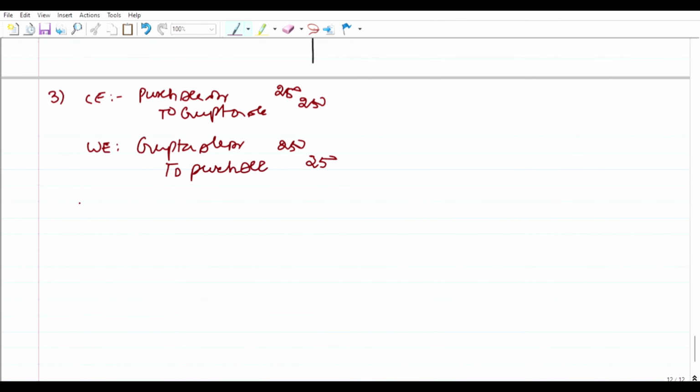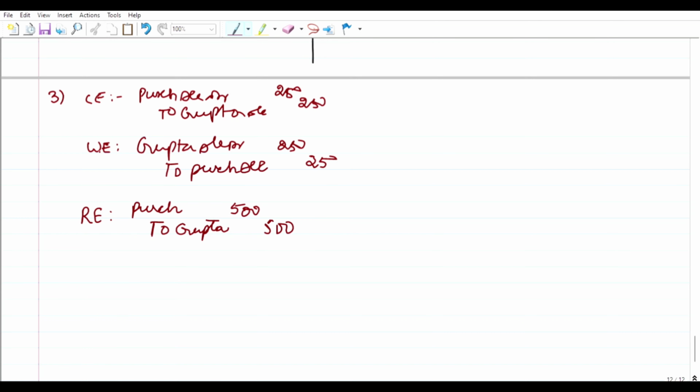But what happened here? If we want to write the correct entry, that is the rectification entry, we are going to reverse the wrong entry, that is purchases to Gupta account, right? That means we would write double the amount, 500. What happened actually? It was only debited in Gupta and Company account, but the purchases account balance is complete. That means that has been written correctly.